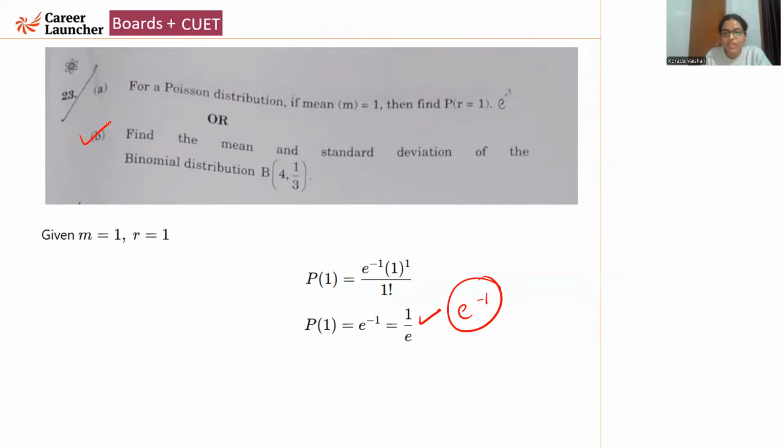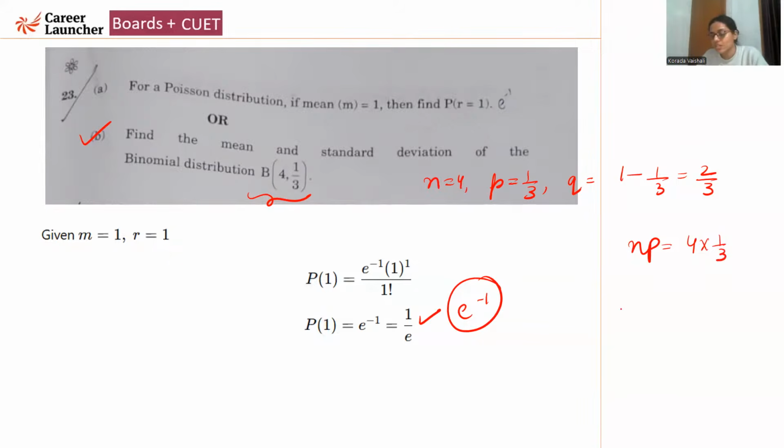Now moving on to part B, it says that we need to find the mean and the standard deviation. अब हमें standard representation given है binomial distribution का. So n is basically 4 and p is basically equal to 1 by 3. You can calculate q. So 1 minus 1 by 3, which is 2 by 3. अब मुझे मीन कैसे मिलेगा? मीन is np, which is basically 4 into 1 by 3, which is 4 by 3.